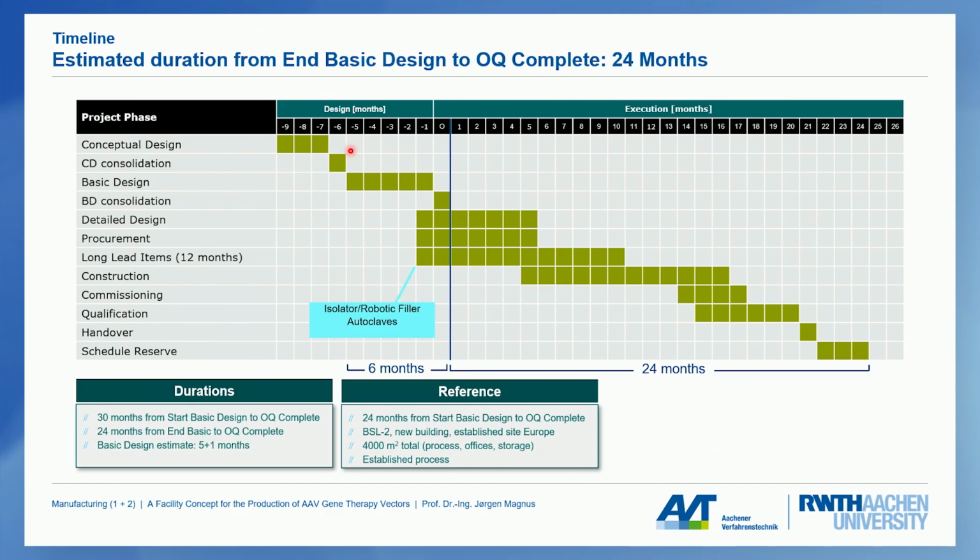Procurement and long lead items, it's here assumed that we don't need more than 12 months to order the long lead items. Filling machines often take much longer than that. It can be 18 months or maybe 24 months to order a filling machine. But here, since we're using the isolator and standardized equipment, it's assumed that this can be delivered in 12 months.